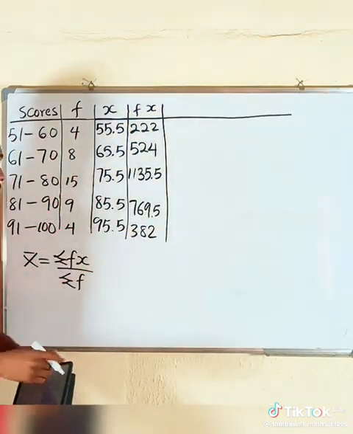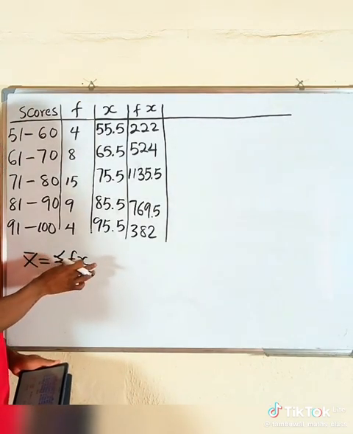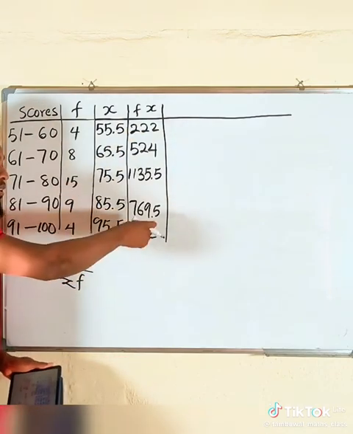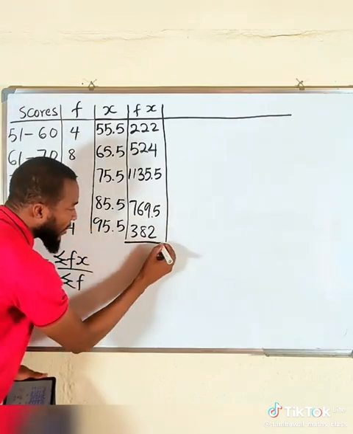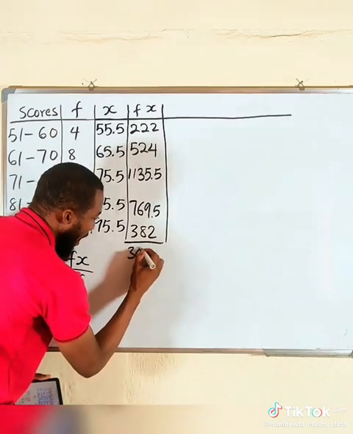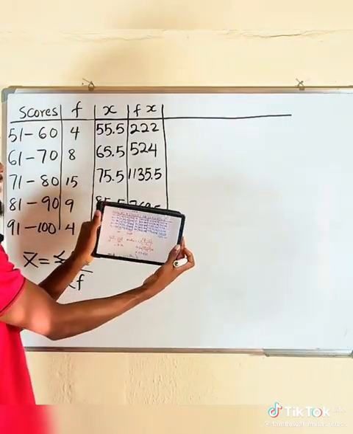The next thing to do is to find the summation. When you see this sigma notation, it implies sum of all fx's. These are the fx's. Add them all together. If you add them all together, you're going to get 3030. Yeah, I have computed everything. You can see that here.